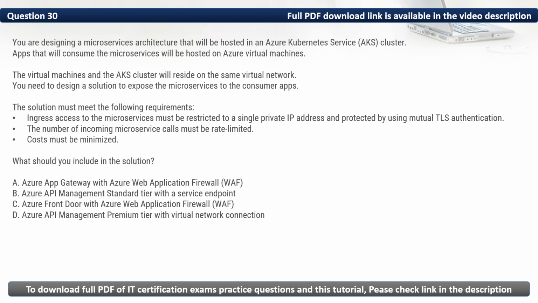Here in this question, we need to design a solution to expose the microservices to the consumer apps while meeting the given requirements. As such, we will include Azure API Management Premium tier with virtual network connection. Thus, the correct option is D.